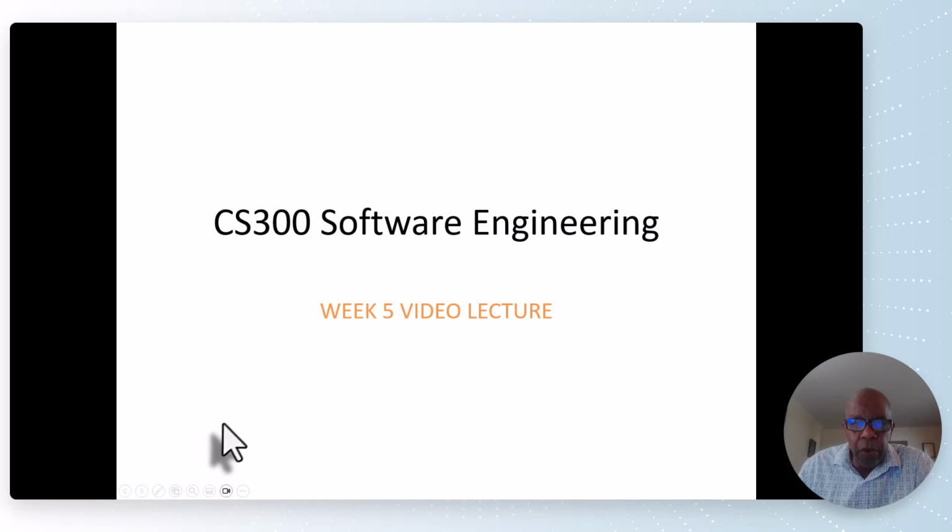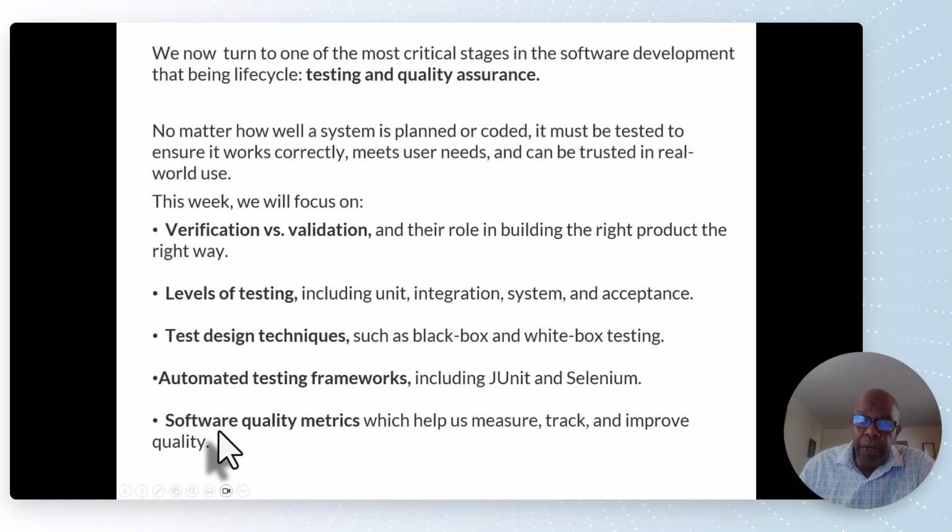Okay, today and this week, we're going to be discussing and talking about testing. Specifically, we're going to be talking about verification versus validation, levels of testing, test design techniques, and somewhat on automated testing and what that buys for us. Also, software quality metrics. How do we measure whether we have a quality product? Okay, so that is what we're going to be covering this week. Let's go ahead and get started.